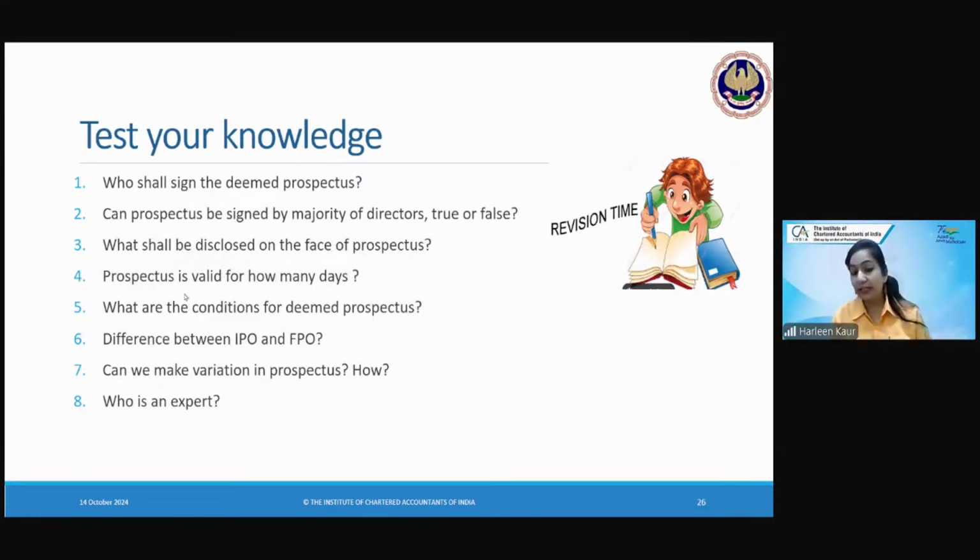Prospectus is valid for how many days? Fourth one. It's very easy now. Correct, correct, correct. Keep moving. So after this, we're going to start share prospectus also. Prospectus is valid for how many days? 30 days, 60 days, 90 days, or 120 days. I've given you the MCQ options. Tell me, children, prospectus is valid for how many days?